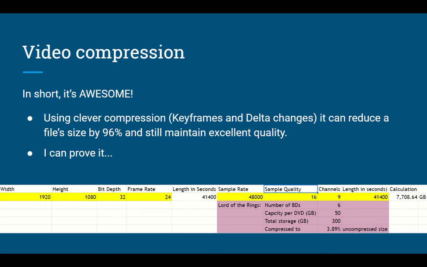Now, when we think about this, it sits on 6 Blu-ray discs. And it actually doesn't use all 50 gigabytes of each Blu-ray, but let's just go with the calculation, because this makes the calculation even more awesome. 6 Blu-rays at 50 gigabytes each is 300 gigabytes of total storage. Which means our 7,700 gigabytes needs to squash down to 300 gigabytes. It squashes it down to 3.9% of its original size, and we call it high quality.